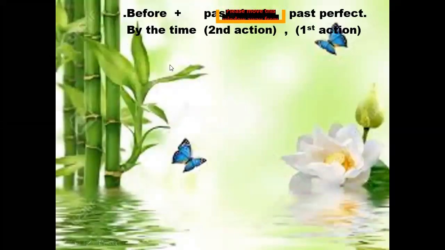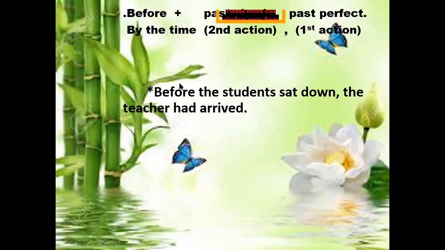What about before and by the time? As soon as is equal to after, and before is equal to by the time. They must be followed by the second action, the past simple tense. And the second sentence will be the first action, which is the past perfect simple tense. Like the same example, before the students sat down, past simple, the teacher had arrived. So with before and by the time, we use the second action, which is in the past simple tense.